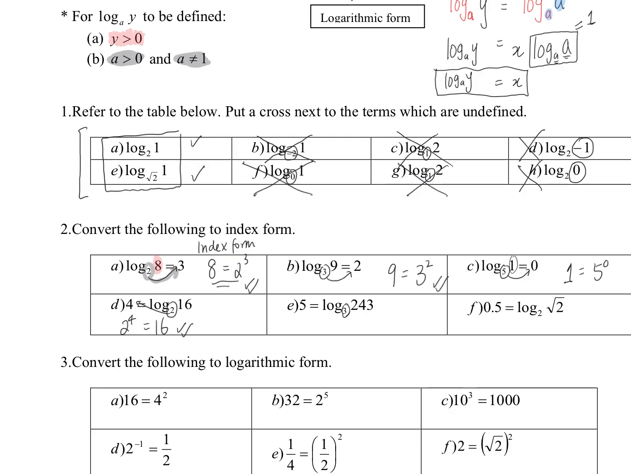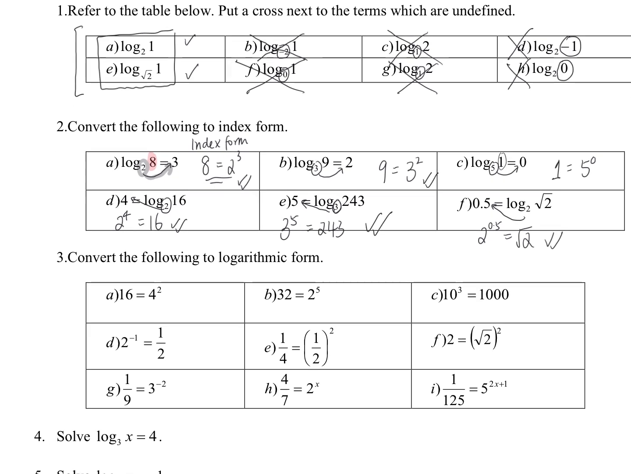This one I think there's an error. 3 to the power of 5 is not 243, right? 3 to the power of 5 is, oh, it is 243. So it's correct. So this one is correct. Then this one, 2 to the power of half, it is square root 2. So this one is also valid. This one is just showing you how to change to index form very quickly.